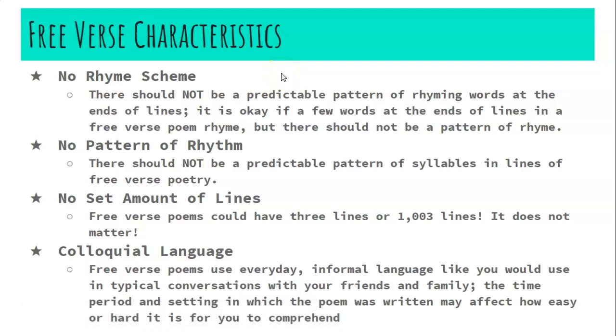So there's no rhyme scheme, which means that there should not be a predictable pattern of rhyming words at the ends of lines. It is okay if a few of the words at the ends of lines in a free verse poem rhyme, but there should not be a predictable pattern of rhyme. You shouldn't be able to see, oh, every other line rhymes. That should not happen in free verse poetry. There shouldn't be a pattern.